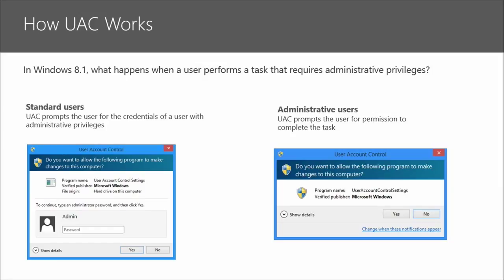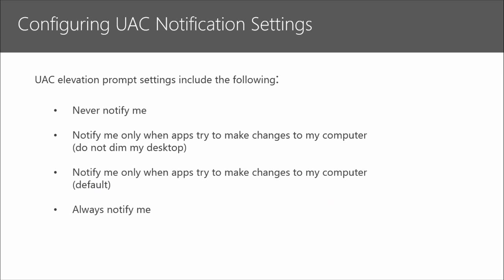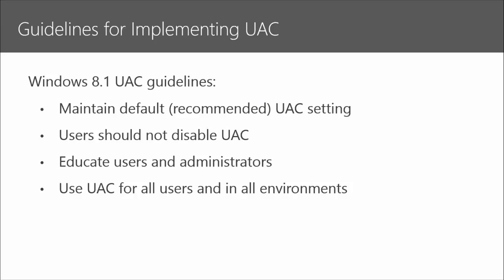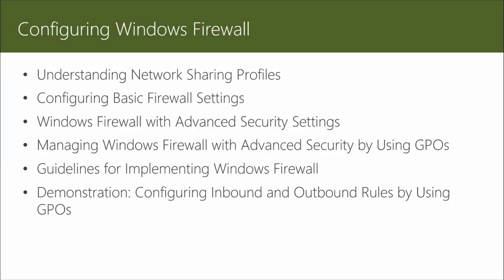The left-hand side is the standard user prompt, where they're prompted for credentials. Right-hand side, you're prompted for consent for administrative users. And we talked about the slider bar. Here's a screenshot of the slider bar in control panel. And then guidelines: just use the recommended settings unless you have a compelling reason to do otherwise. You should not disable it, and you might have to educate your users as to why it's important. It's important for security as far as preventing malware from running on the system. And that's it. So we did our UAC demo there.